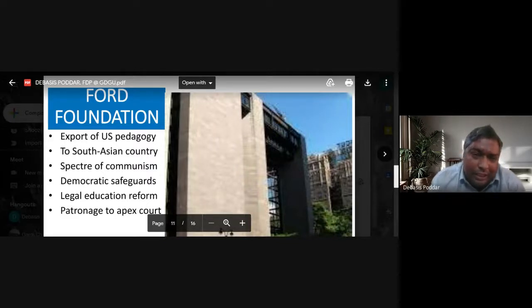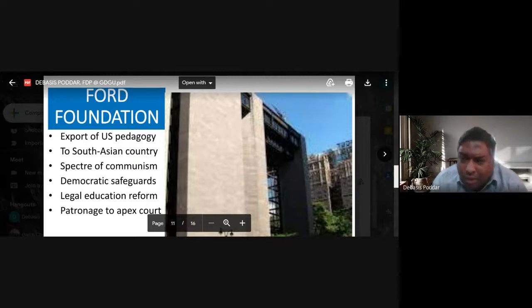So if we take care of this, one is the export of US pedagogy. By that time, the US understood that the Indian legal system was actually following the American legal system. Now, it is the export of US pedagogy to the erstwhile colonies, because ideologically the US is opposed to colonization, as the USA was earlier almost a colony. It is a country of settlers. They stood against colonization and got independence. So they are against colonization. Now they are exporting their ideology, their pedagogy, to the South Asian giant, India.